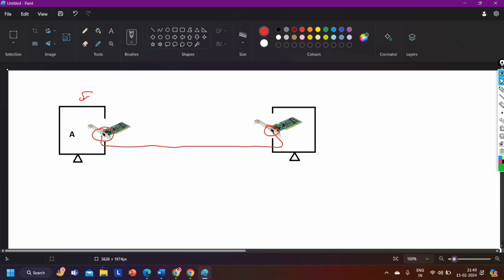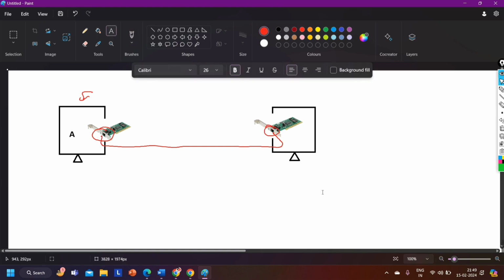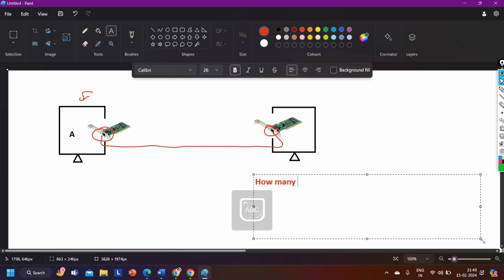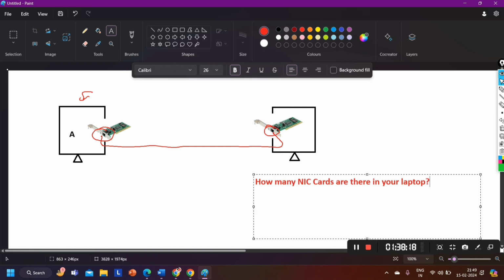And guys, can I ask you one question? My question is this. You all have a laptop, right? How many NIC cards are there in your laptop? Tell me. One. Only one. Two. Wi-Fi and... You are saying that you can't connect your device to the network through Bluetooth?